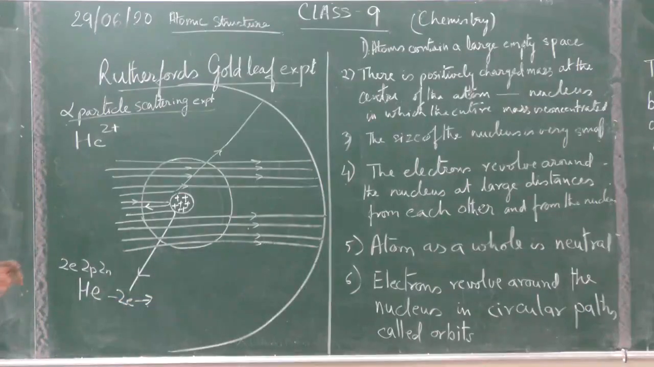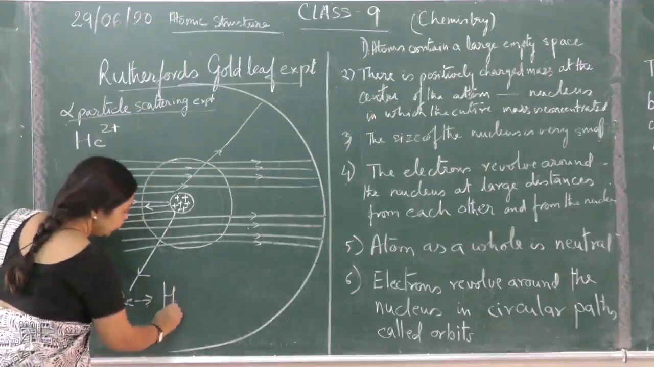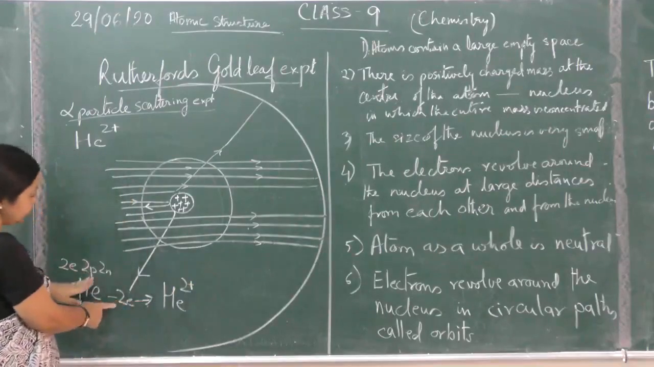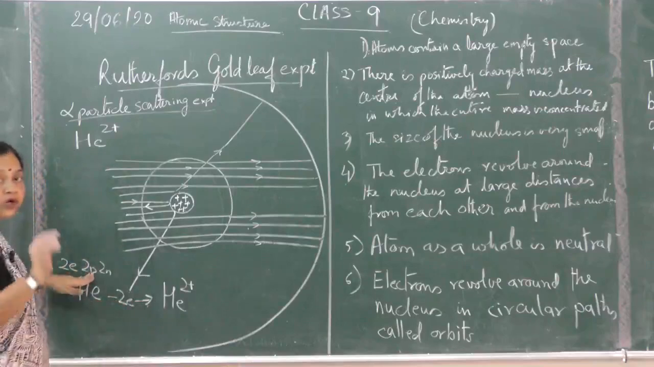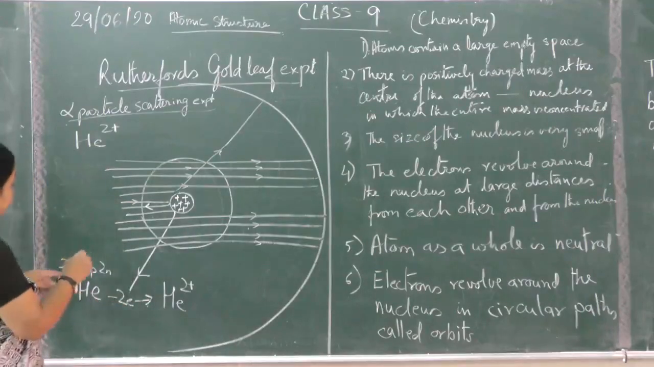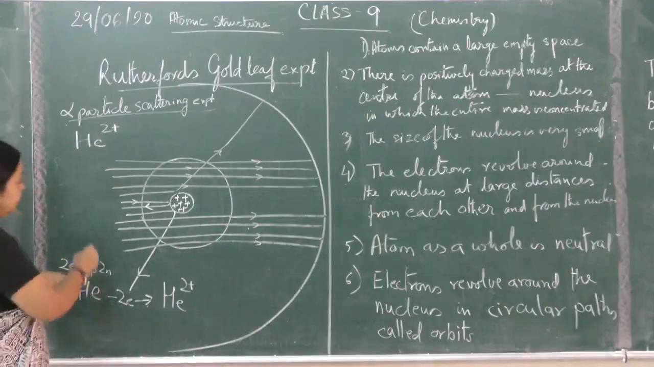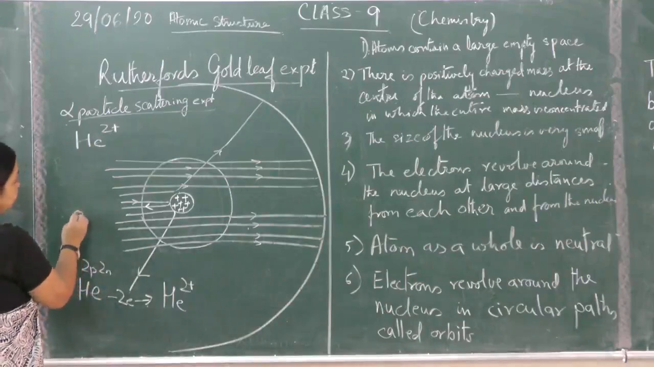from a neutral helium atom, then what happens? It acquires 2 positive charges. 2 electrons are removed, so what is left? There is no K shell now. From the K shell, the 2 electrons are removed, so it is left with the nucleus. Initially it had 2p, 2n and in the K shell 2 electrons.